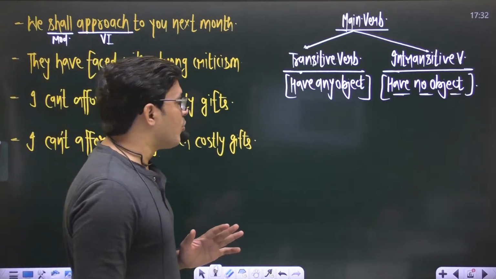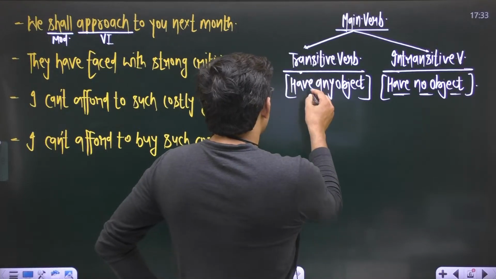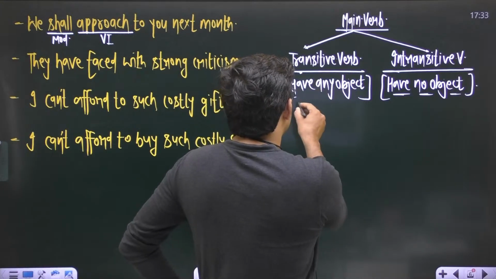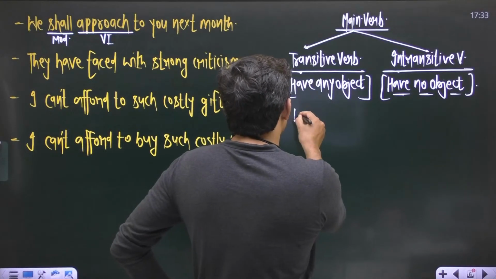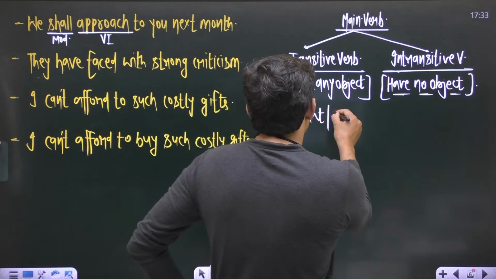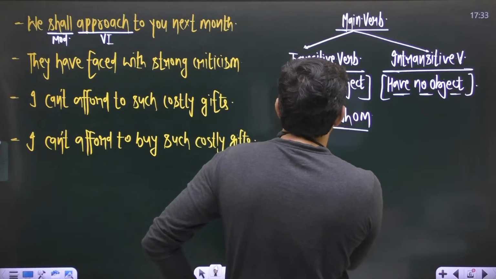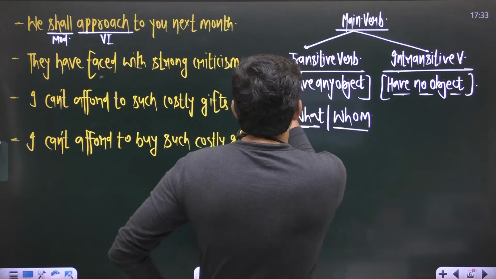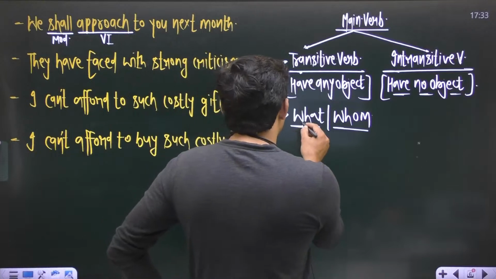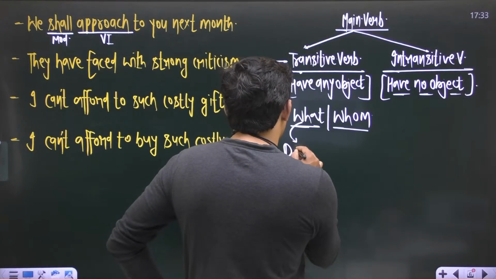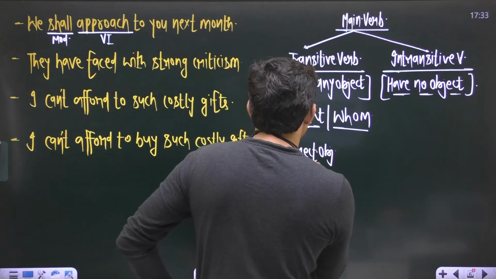And the most important concept is what? Make sure also, if a verb is transitive, the reply of what or whom will be there. If you are getting the reply of what or whom, it means the verb is transitive, right? The reply of what is always a direct object.